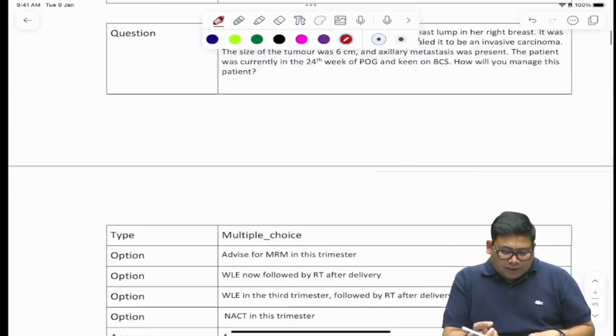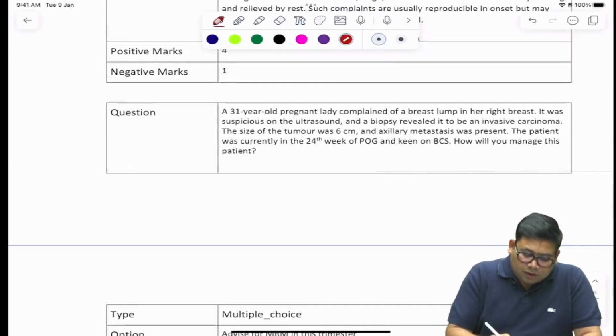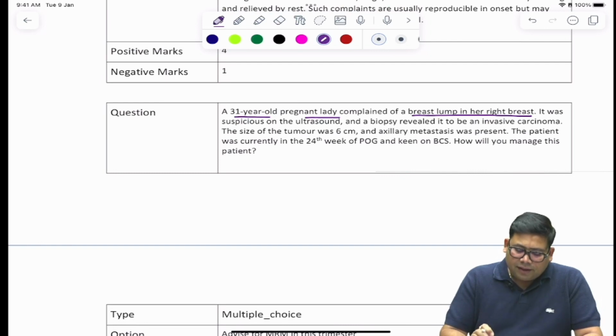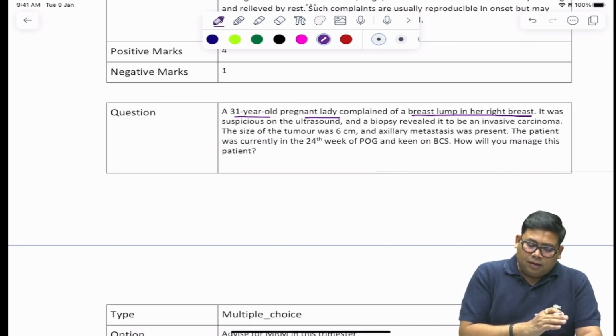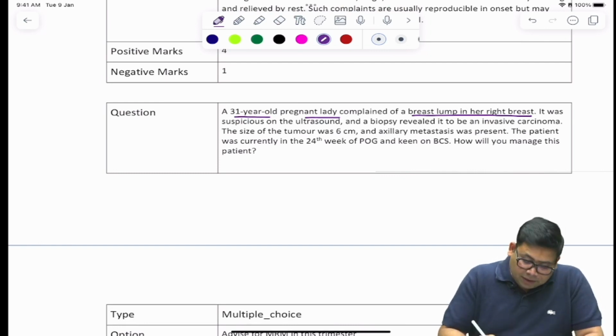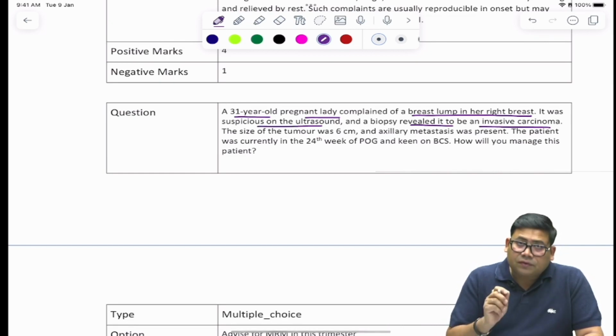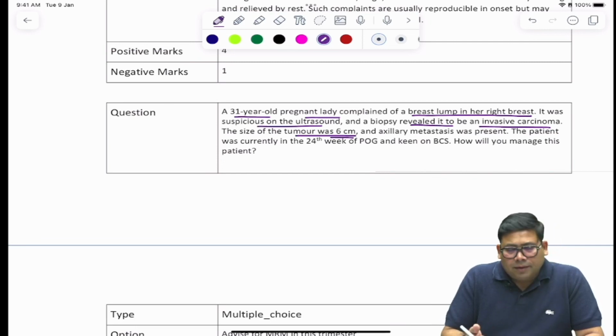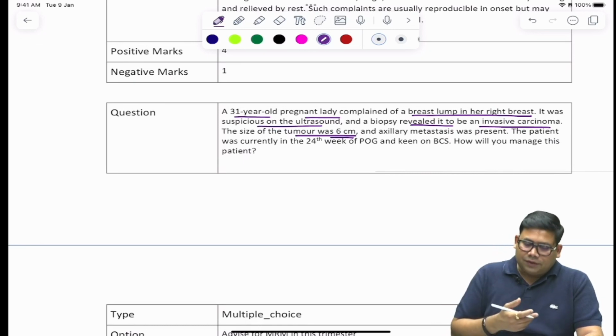So let us understand one more question on the breast. A 31-year-old pregnant lady complained of a lump in her right breast. It was suspicious on ultrasound and biopsy revealed it to be an invasive cancer. The size of the tumor was 6 centimeters. So obviously it is more than 5 centimeters, so it is going to qualify for T3.